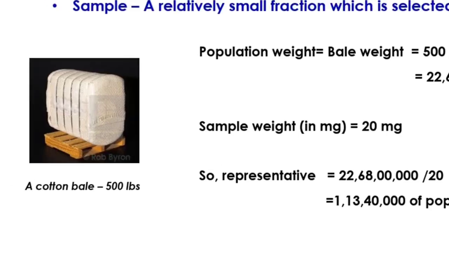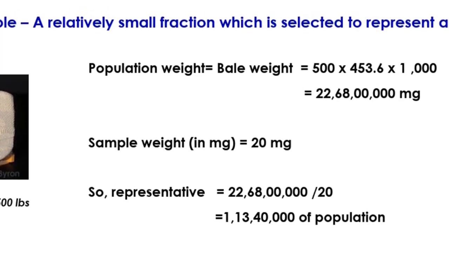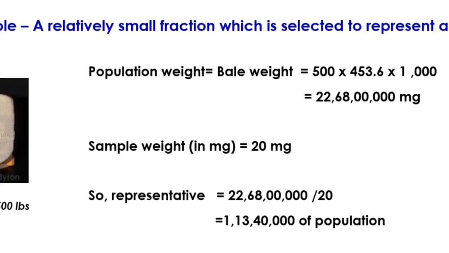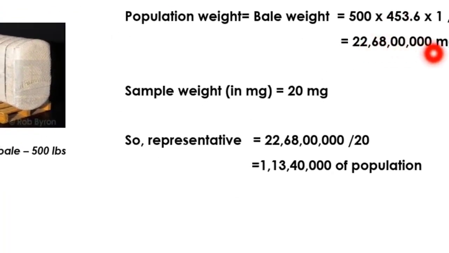Let us understand this with the help of this example. Here is a cotton bale weighing 500 pounds. If you convert it into milligrams, it will be 500 into 453.6 into 1000, which comes to 226,800,000 milligrams. Now, as per the standard procedures, you need to select a sample having a size of 20 milligrams. So from this much weight, or this much population, you just have to collect 20 milligrams. So what is the portion you are collecting? 1/11,340,000 of the population. This 20 milligrams is going to represent this much of the population, and hence it is very essential to be careful while you select a sample from the given population.